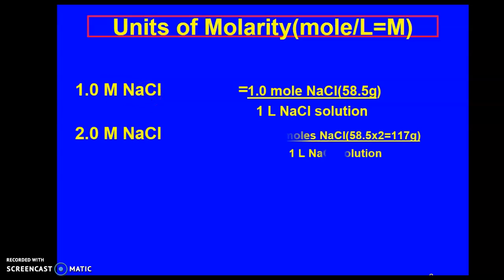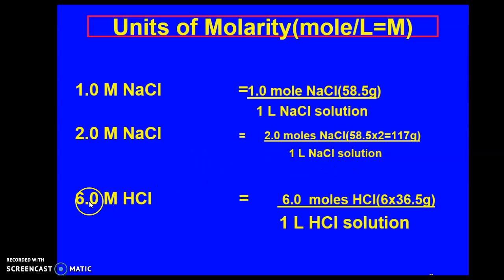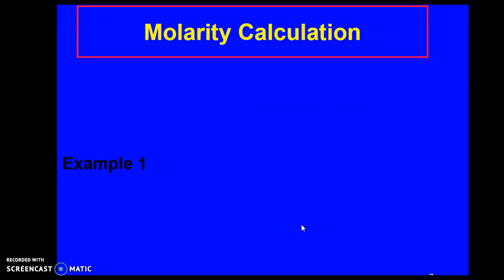Now, in other words, if you want to get a 2 molar solution, what do you do? You multiply the number of grams by 2. You just double it and go through the same process. That means 58.5 times 2 will give you 117 grams divided by 1 liter of solution. If we want to make a 6 molar solution of hydrochloric acid, HCl, you multiply the molar mass of HCl, which is 36.5, by 6, and dissolve it in 1 liter of solution.